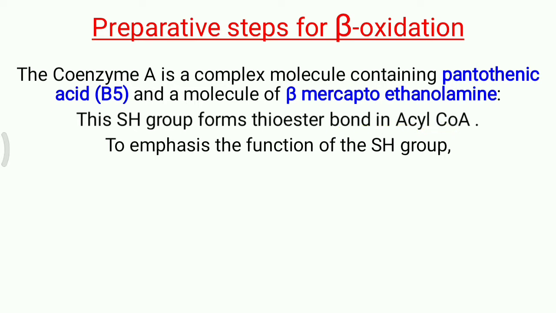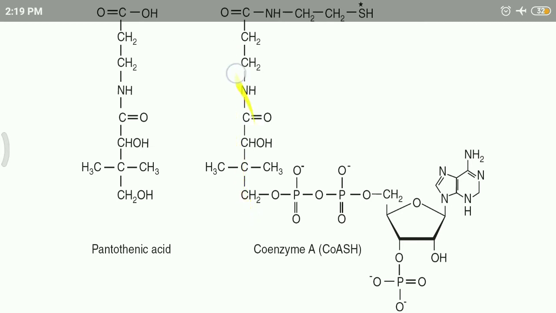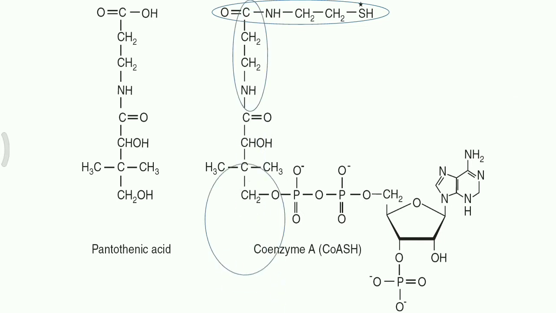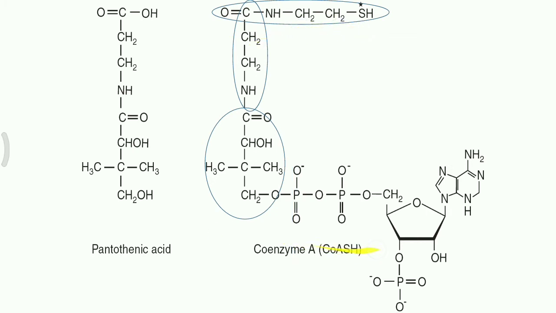To emphasize the function of this SH group of coenzyme A, coenzyme A is also written as CoA SH. Here the structure of coenzyme A is given. It is made up of pantothenic acid plus beta mercaptoethanolamine. This pantothenic acid is made up of two parts: beta alanine as well as pantoic acid. Together they make pantothenic acid, and over that the beta mercaptoethanolamine is attached. In this structure there is an ADP plus the SH group, which makes the functional group of the coenzyme A. So it is written as CoA SH.